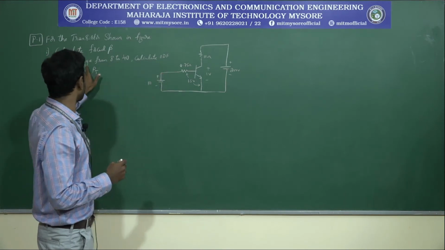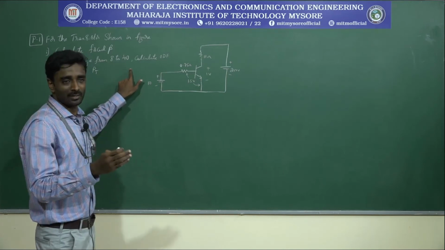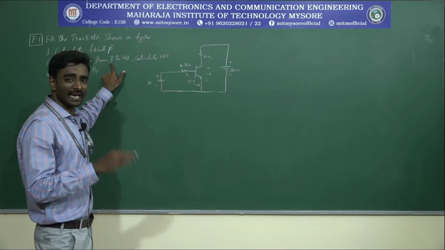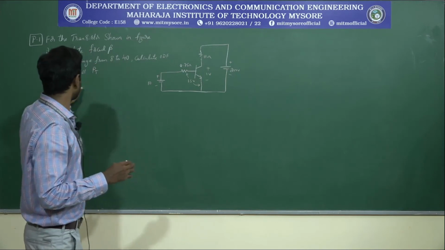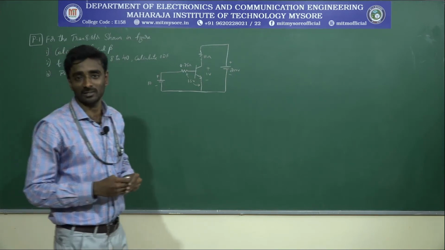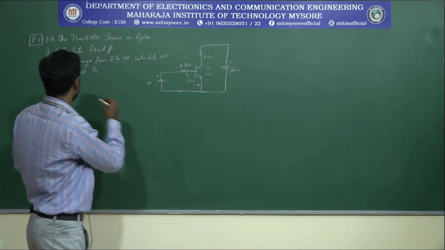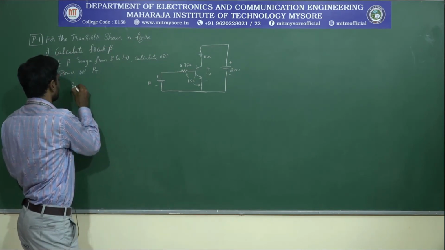For this overdrive factor, I will be having a beta range from 8 to 40. That is, the minimum value of the beta range will be 8 and the maximum value will be 40 here. And finally, I should find out the power loss here. So what are the given values here?